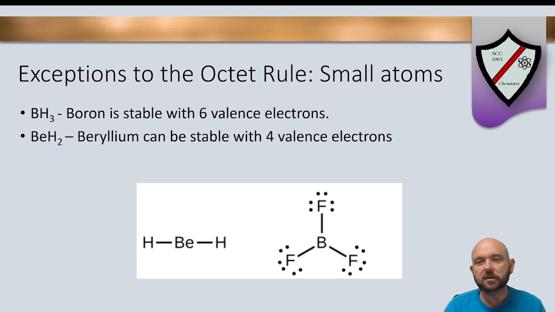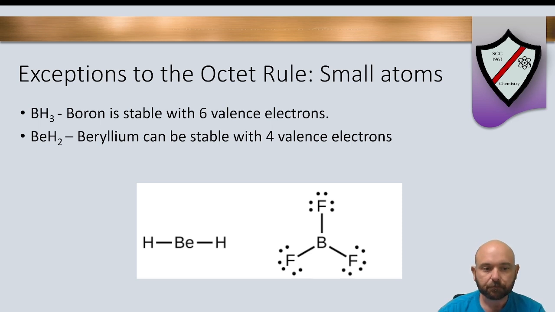The first difference that we see is that some of the small atoms, boron and beryllium in particular, can achieve stability, because they're so small, with less than 8 valence electrons. Boron is famous for being able to achieve stability with 6 valence electrons. And beryllium can form some covalent compounds with just 4 valence electrons, as you can see in the example shown here. BF3 is boron trifluoride, BeH2 is beryllium dihydride, and both of these are actual molecules that we have discovered, studied, and captured in the lab, so we know that they're stable compounds, and they're just some exceptions to the octet rule.